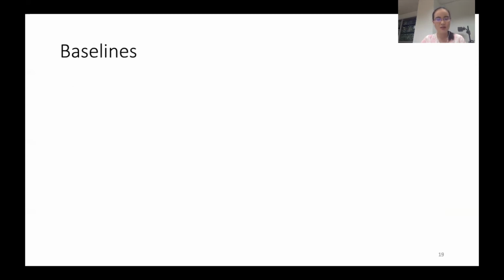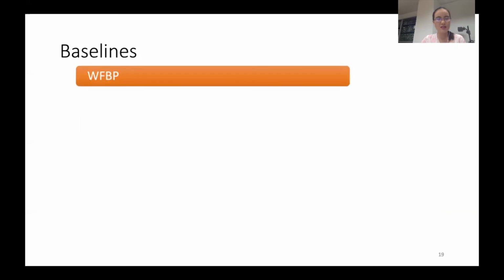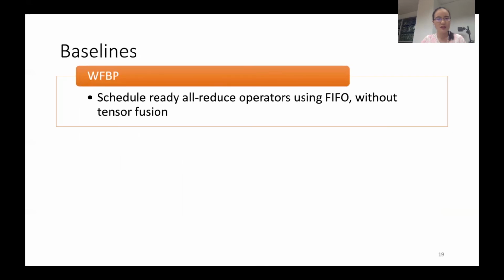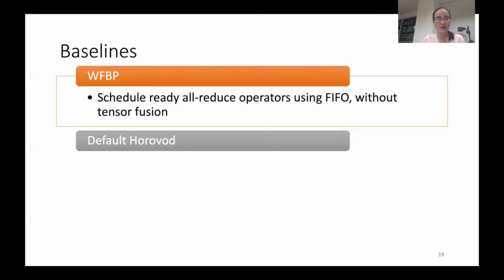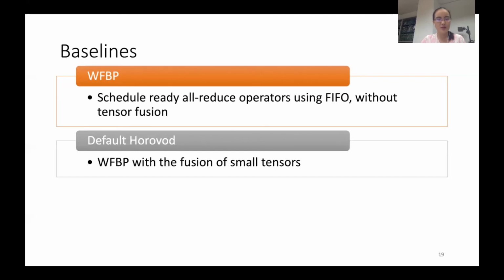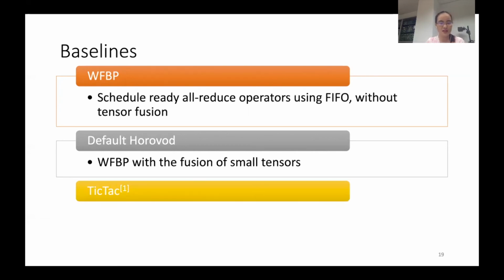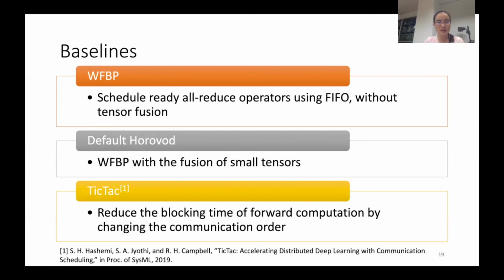We compare the performance of our approach with 3 baselines. The first baseline is wait-free backward propagation, which schedules ready all-reduce operators using first in, first out without any kind of tensor fusion. The second baseline is default Horovod, which is wait-free backpropagation with the fusion of small tensors. The third one is TicTac, which reduces the blocking time of forward computation by changing the communication order of all-reduce tensors.